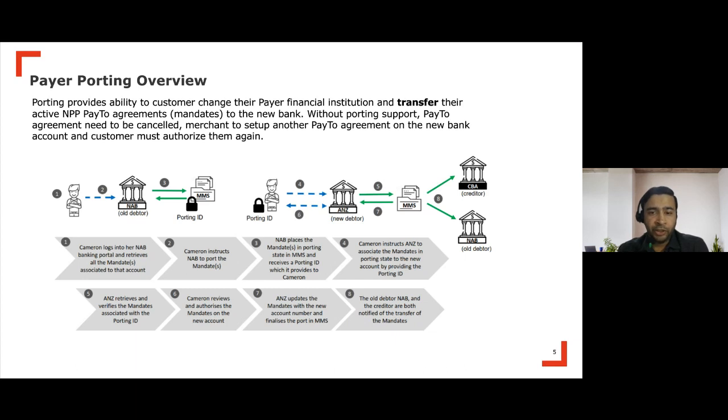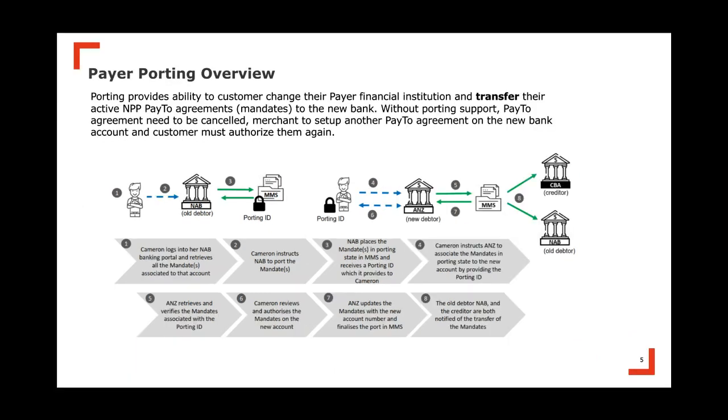So payer porting on NPP, in customer terminology, they call it transfer, or payment agreement transfer. How it works is that the existing customer approaches their payer bank and requests this transfer. Then the bank, through Cuscal, will request a porting ID, or what we also call a transfer ID in customer terminology. This porting ID will be provided to the customer.